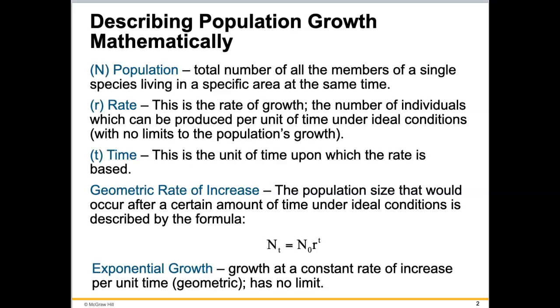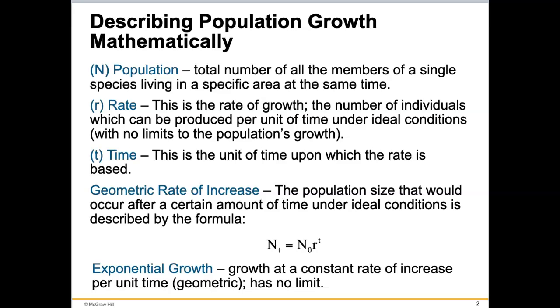So a population is the total number of all members of a single species living in a specific area at a specific time. So these are individuals that would have the potential for successful reproduction. You need to be members of the same species and you need to be in the same area at the same time.